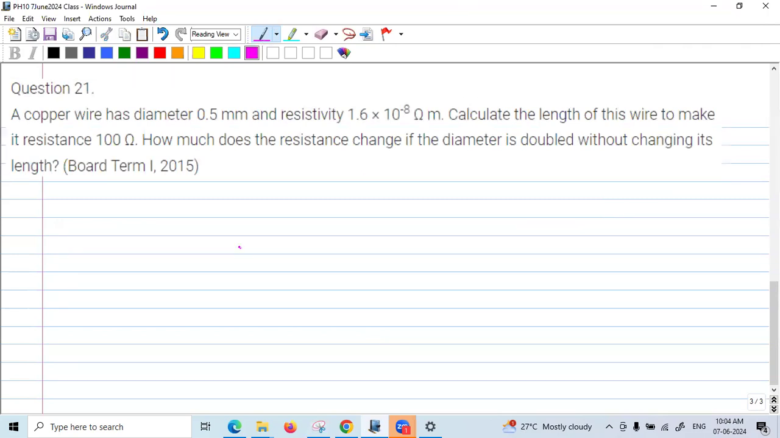They have given the diameter, 0.5 mm. Resistivity is given. Calculate the length of the wire. So, the resistance formula, right? R equals rho into L by A. Resistance is given as 100 ohms, so this should be 100.